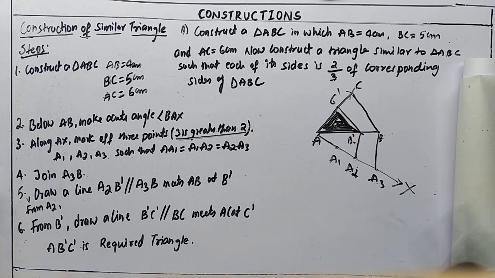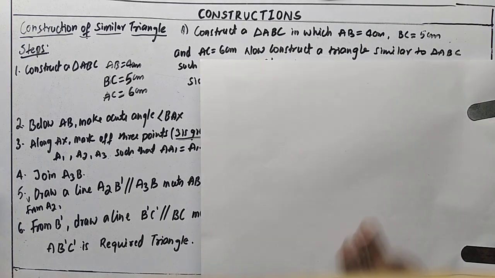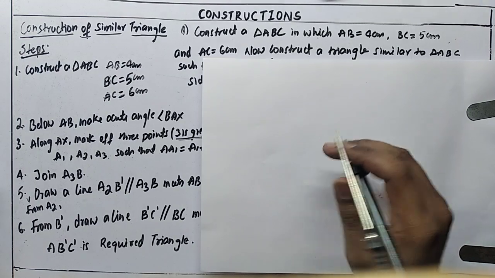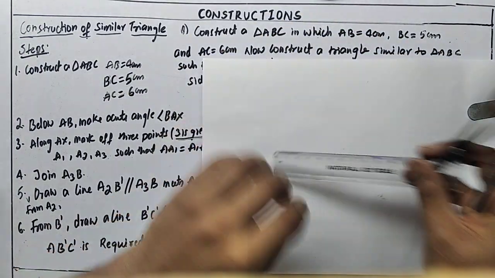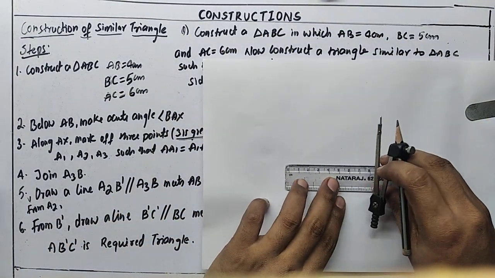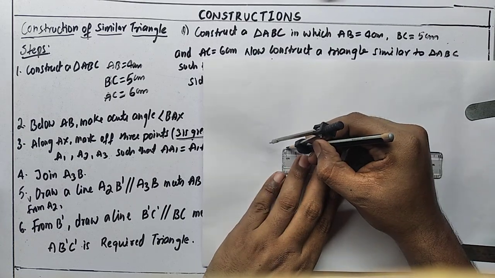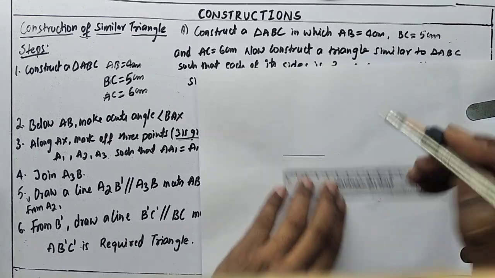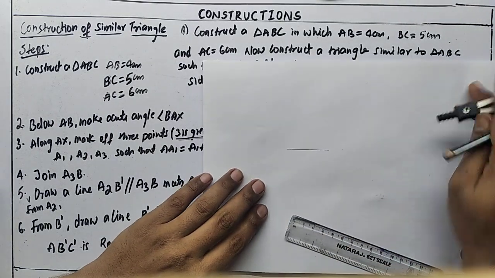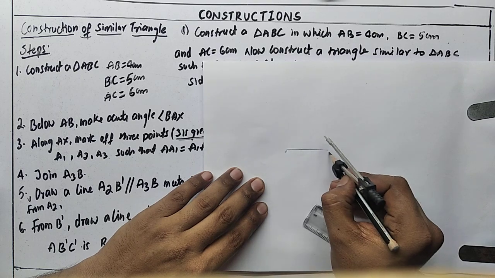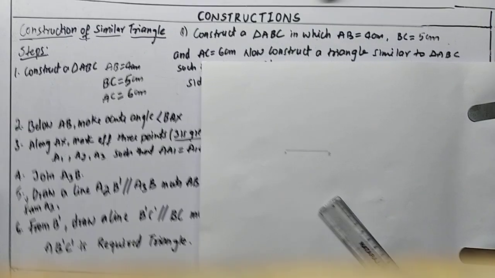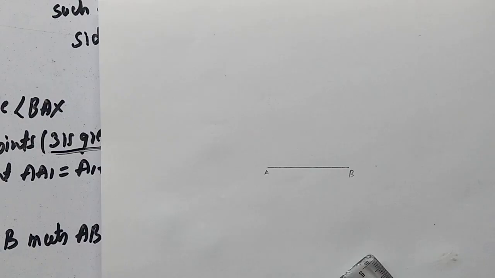I will do the same thing with the help of scale, pencil and compass. What is the first step? You have to draw a triangle of some dimensions, like AB. First I am just drawing a triangle. AB is 4 centimeters. I will zoom the video so that you can see it clearly.